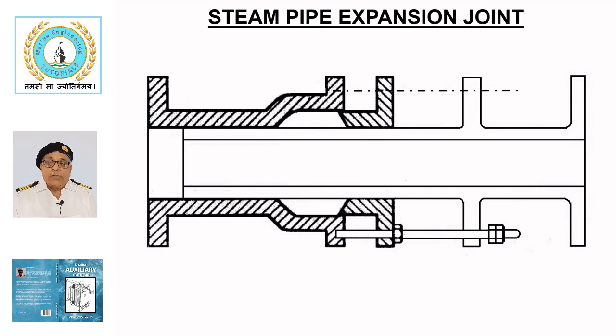Steam, exhaust gas and fuel oil systems on ships are particularly critical because of the wide temperature variation they experience, making expansion arrangements necessary. This text shows the expansion arrangement of a long steam pipe on the deck.